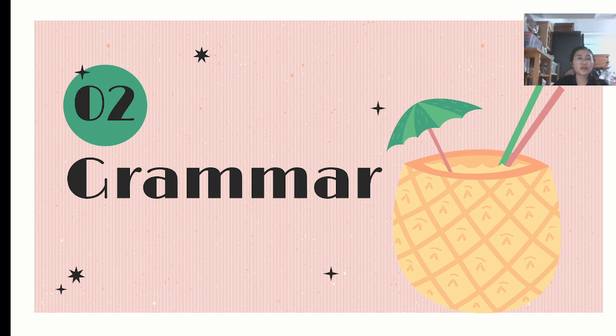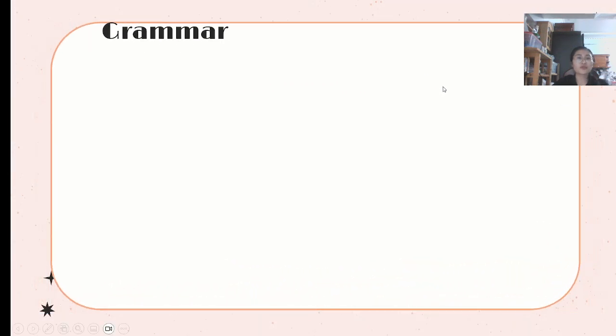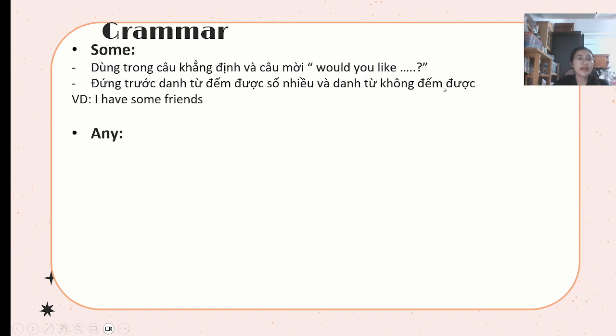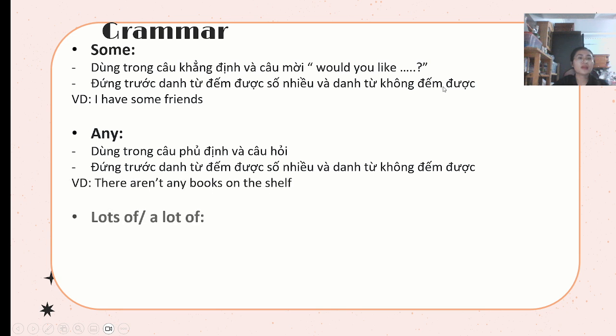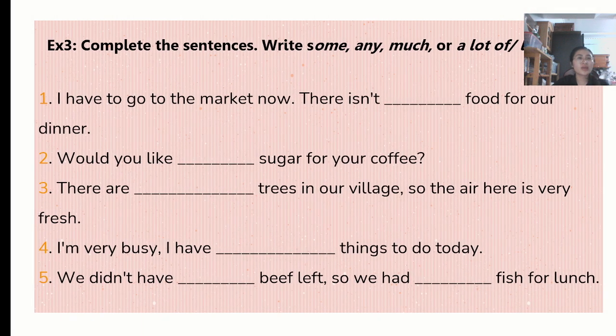Now we move to the next part of our lesson today, grammar. It's time for you to review the grammar points: some, any, lots of, and a lot of. Now, look at exercise 3. Complete the sentences. Write some, any, much, or a lot of, lots of, into the 5 sentences.